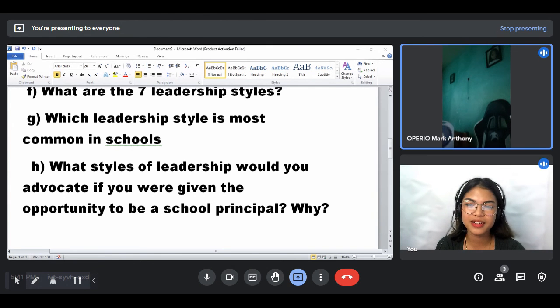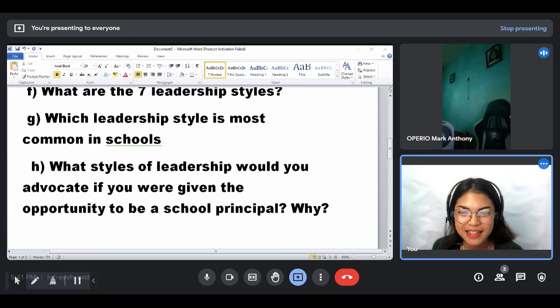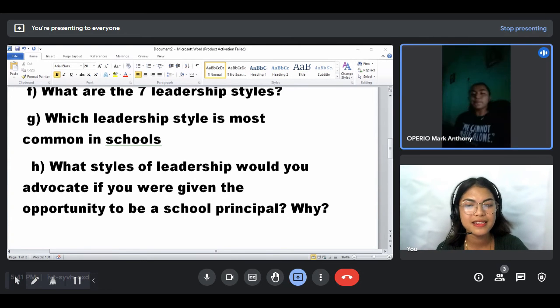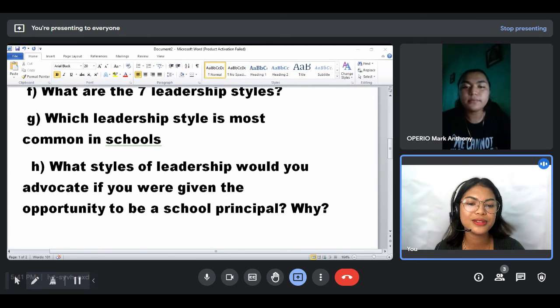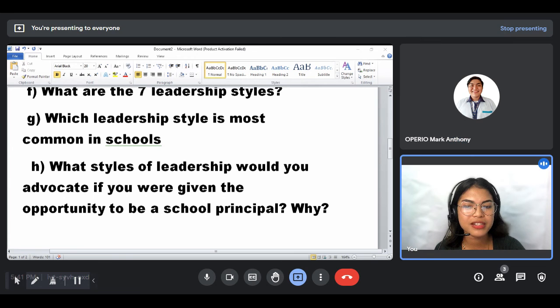So let's start. My answer is studies have shown that transformational leadership has a direct impact on teachers' performance. With teachers willingly taking steps to improve their classroom practice, the findings also show that transformational leadership increases teachers' job satisfaction and strengthens their commitment to professional growth. So that is my answer for that.